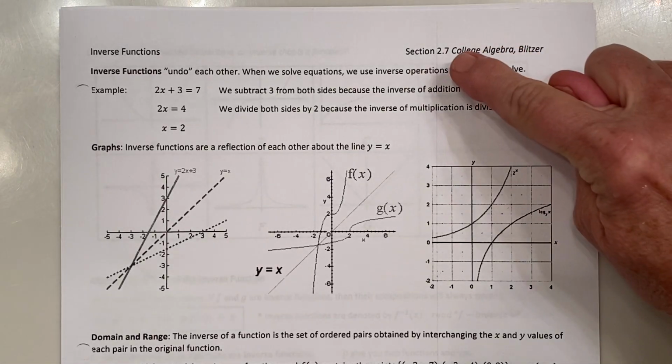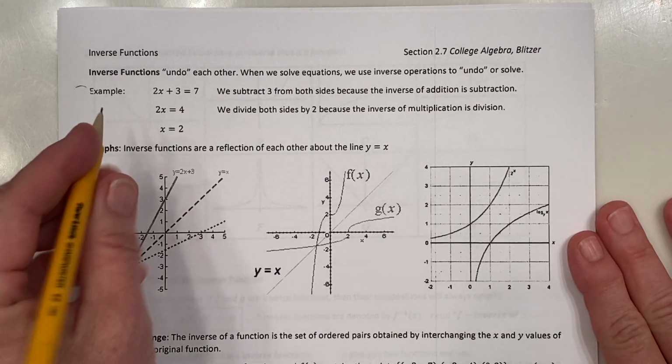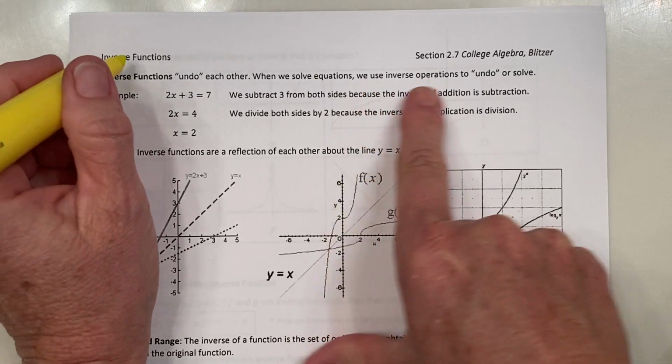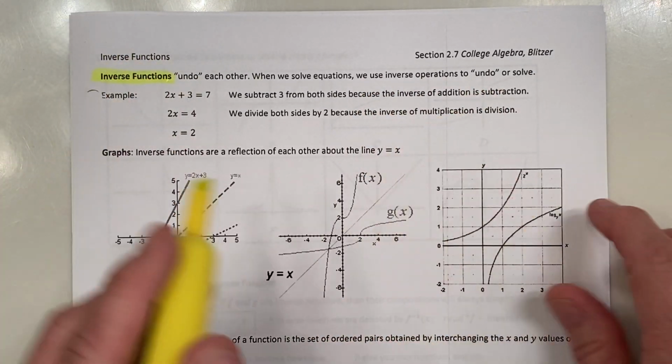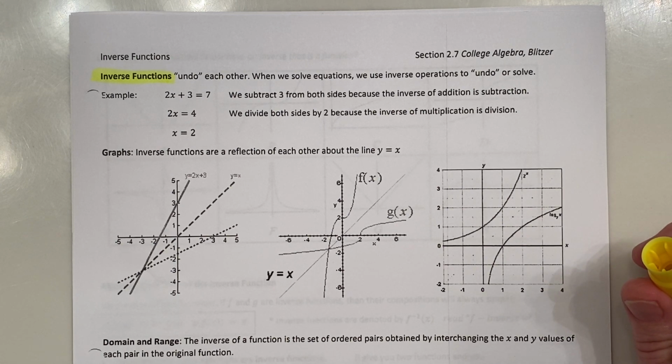Great. In Chapter 2, Section 7, we're going to be looking at inverse functions. Inverse functions undo each other. When we solve equations, we use inverse operations to undo or solve. Addition is the inverse of subtraction. Subtraction is the inverse, or undoing, of addition.